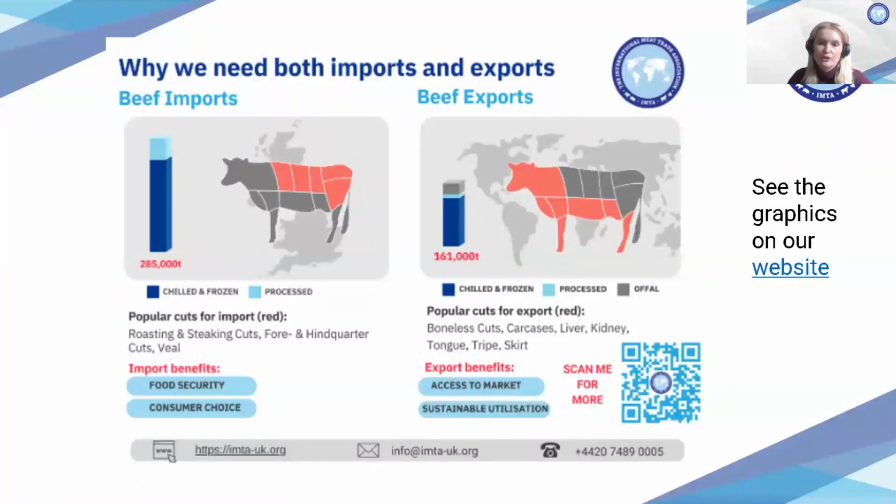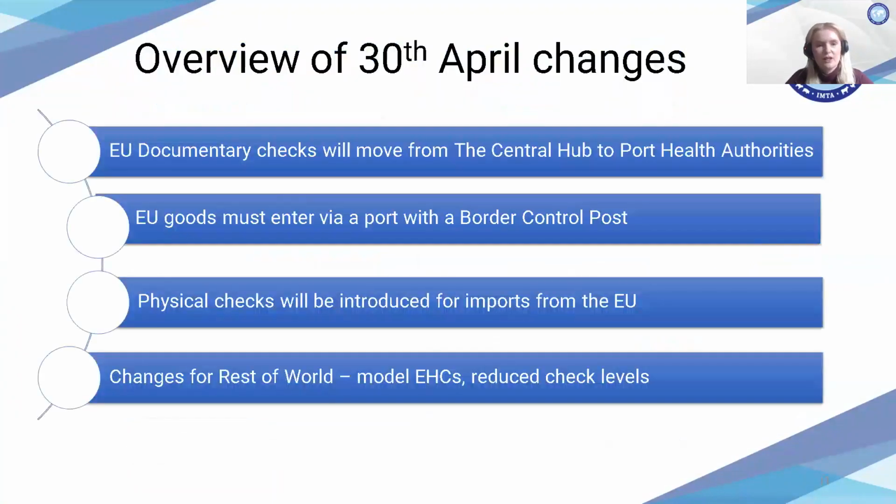So I'll now move on to what the changes are that are happening in April on the next slide. So this is just an overview of the changes as relates to meat, which is generally a medium risk product from the EU. So you'll see the documentary checks move from the central hub to the port health authorities. So it will actually be the official veterinarians looking at those export health certificates for the first time from tomorrow. And I think, as William referred to, EU goods will have to enter via a port with a suitably designated border control post. We'll see the physical checks, which could include sampling, start.